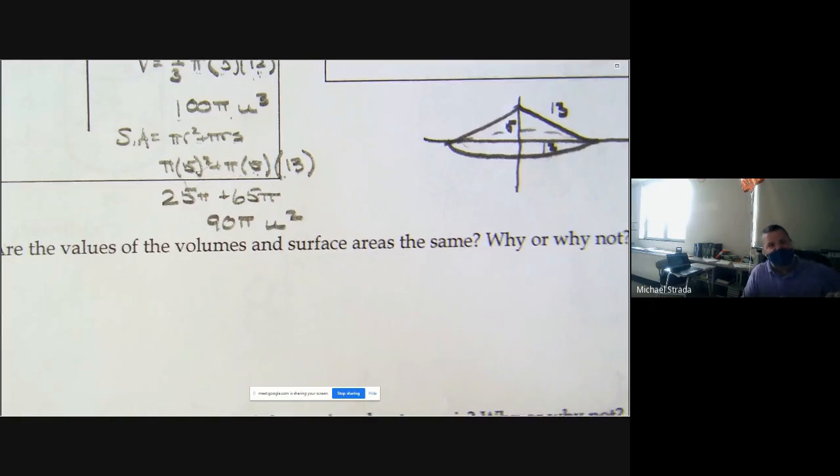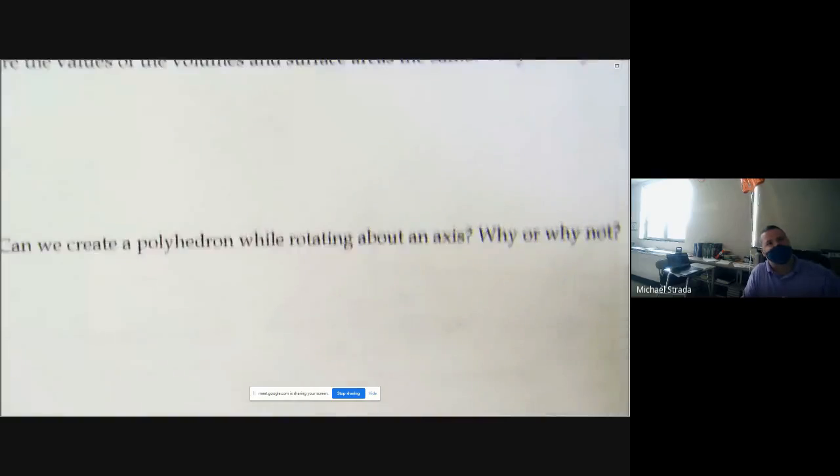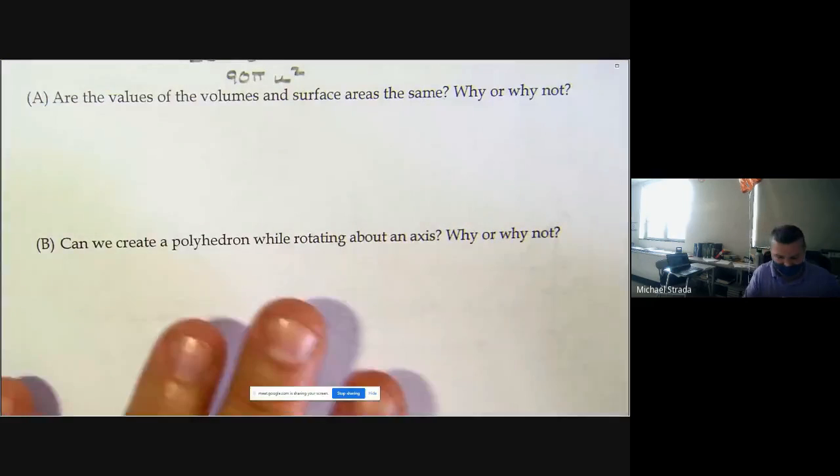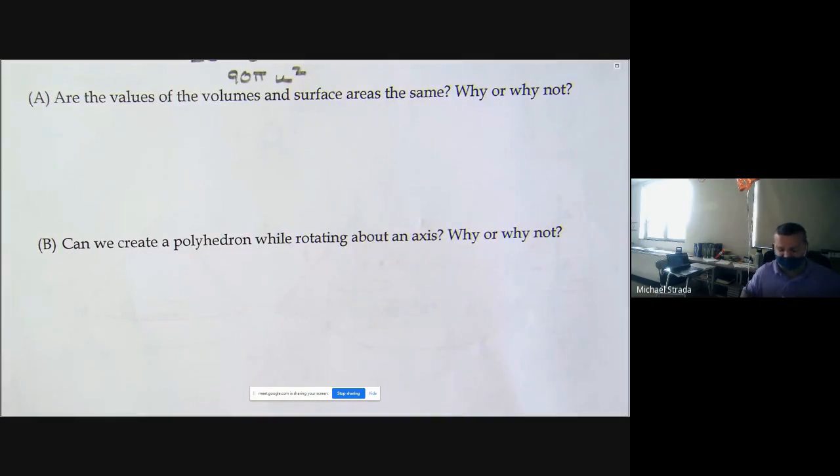Good. And this goes to Michael's point. Can we create a polyhedron while rotating about an axis? Why or why not? No, because what is a polyhedron contain by definition? In the beginning of a polyhedron, all the surfaces of a polyhedron have to be what? Polygons. Once we rotate, what are we going to have? Circles. Okay? Everybody good?